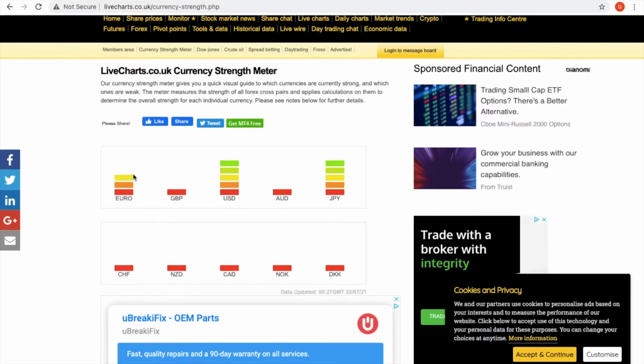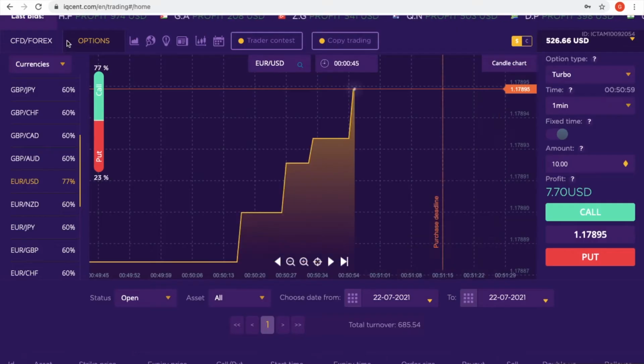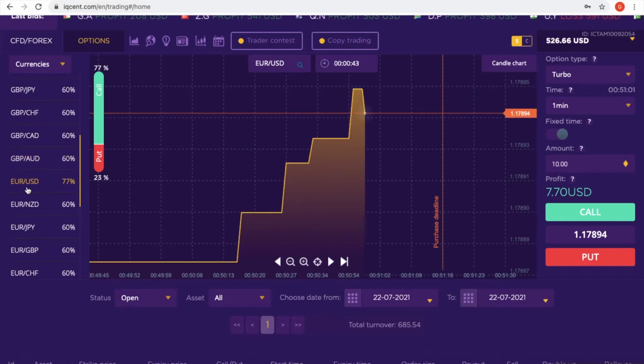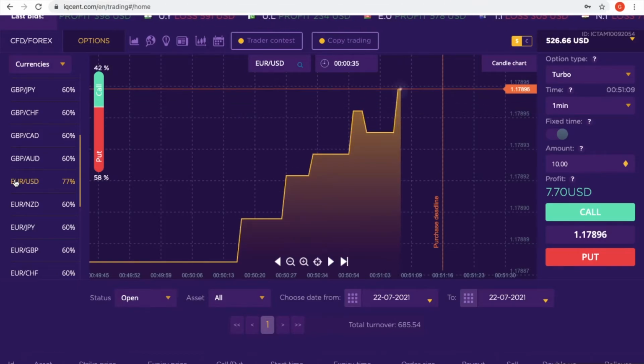Say the euro is weaker than the USD. Right then and there, I know that I'm looking for sell opportunities, because once two is stronger than one, that's called a sell. If one is stronger than two, it's a buy. If two is stronger than one, it's a sell. You're looking for sell opportunities in the euro USD.